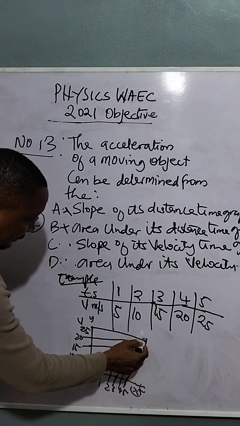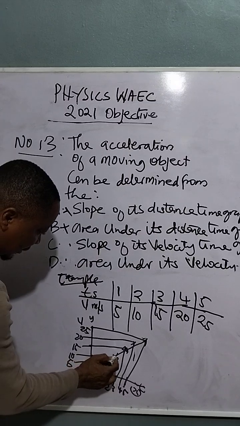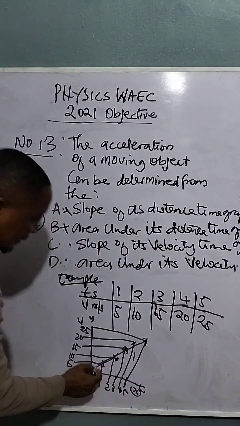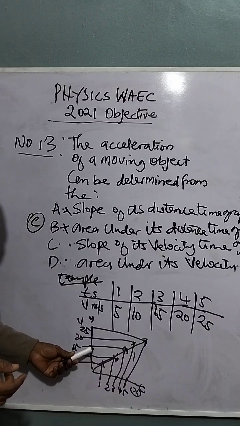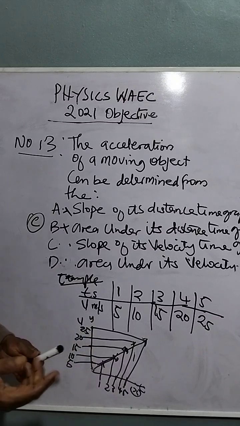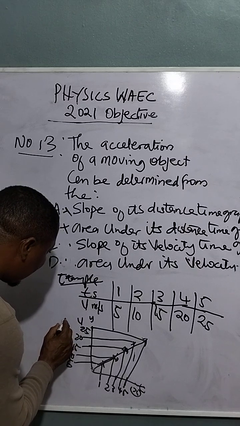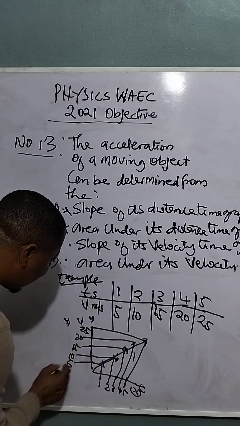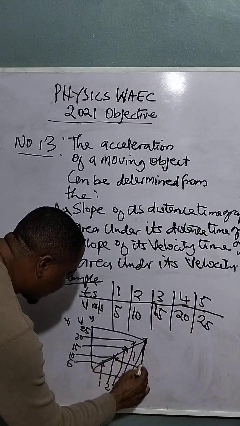You now draw this line here, and draw it to meet up. That is the straight line graph. You all know that a velocity time graph is a straight line graph. So we now pick a point from here. You can call this v1, this velocity. You can choose a point that you want to calculate the slope from.